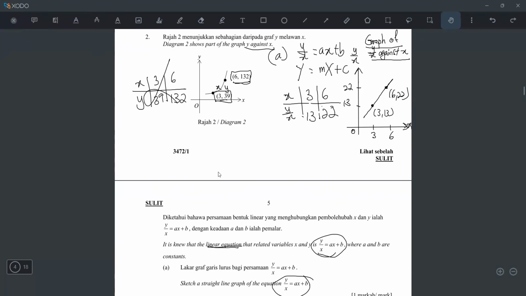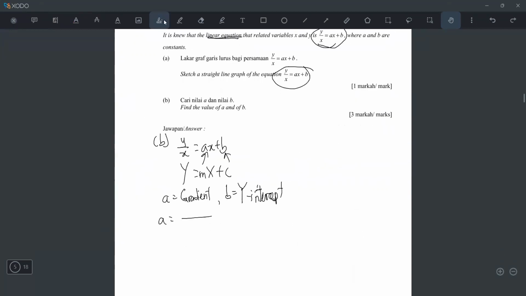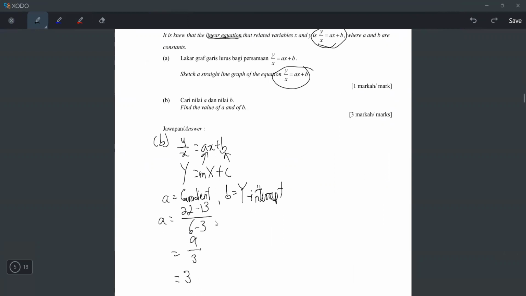Once again, 22 minus 13, divide by 6 minus 3. So 6 minus 3 is 3. 22 minus 13, let's press. Okay, I got 9. And then eventually 9 divided by 3, you get 3. So that's the value of A.